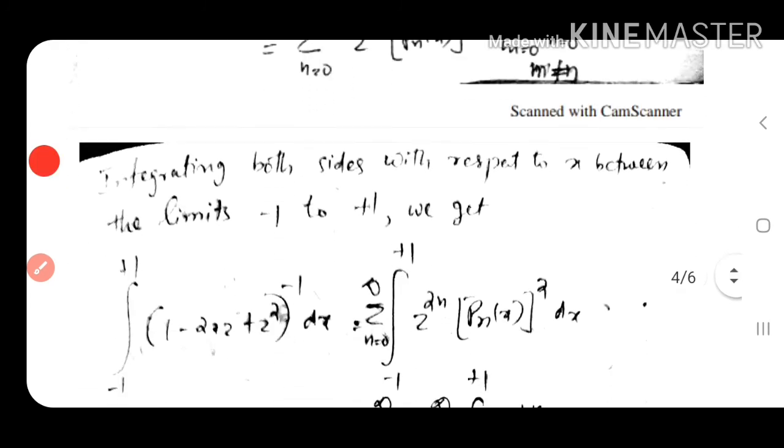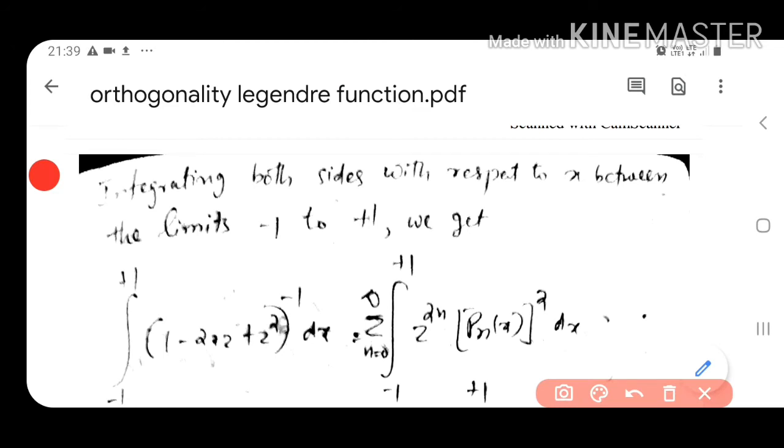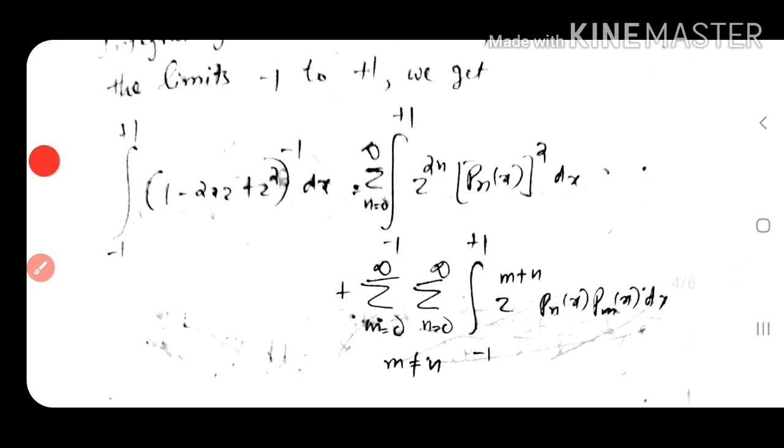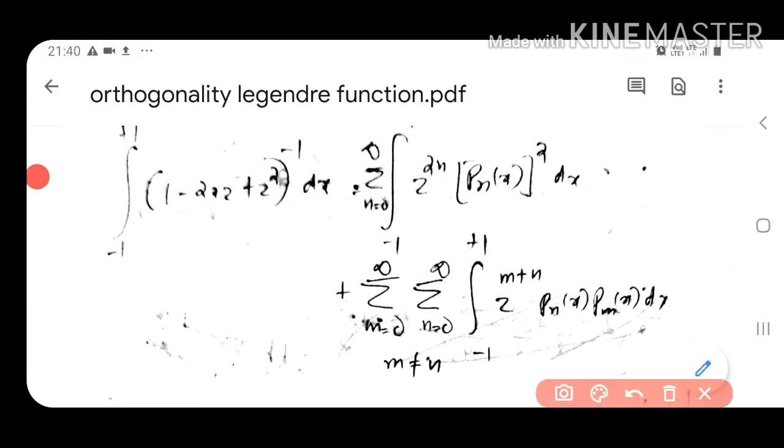Now what we do is we integrate this with respect to x between the limits minus 1 to plus 1. So here you get the integral from minus 1 to plus 1 of (1 minus 2xz plus z square) to the power minus 1 dx. Here on the right hand side, you have the two terms: the integral from minus 1 to plus 1 of z raised to 2n Pn(x) square dx, plus sigma m equals 0 to infinity, sigma n equals 0 to infinity, of the integral z raised to m plus n Pn of x Pm of x dx.